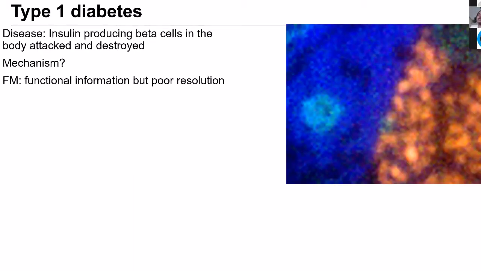So if we want to image the changes taking place in the body during diabetes, the question is what imaging technique is optimal. So if you have a fluorescence image like this one, it's possible to have functional information because different parts are tagged specifically, but the resolution, as you can see, is quite poor.